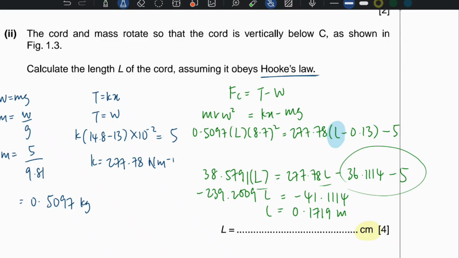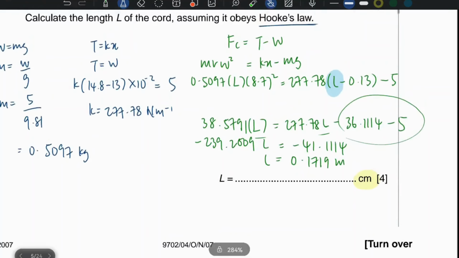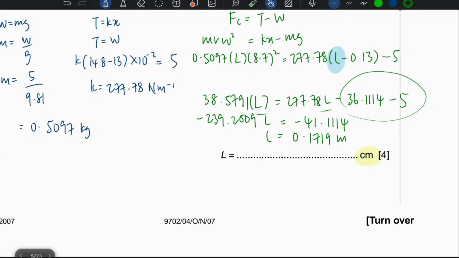Be aware that your final answer, they want it in centimeter. So don't go excitedly write 0.1719 meter. When you convert it to centimeter, you will get 17 point, actually, yeah, quite right, 17.2. Right? Yeah, correct. I'm going to double check things. So it is 17.2 centimeter. That is your final answer. Got your 4 marks already.